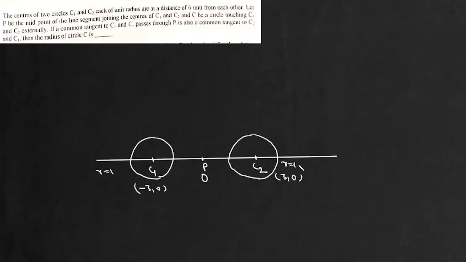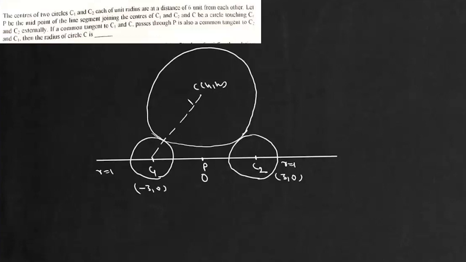Now it says there is another circle C which touches both the circles. So the center of the circle is at H, K. Now, if we join these two centers, and suppose this point is A, it says the common tangent to C1 and C passes through P and is also a tangent to this second circle C2.